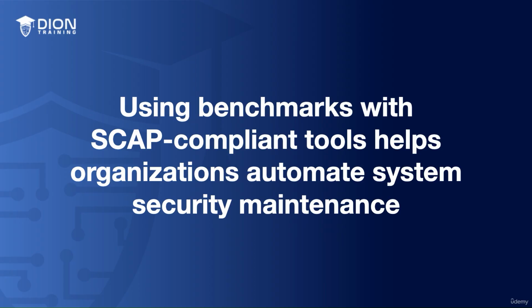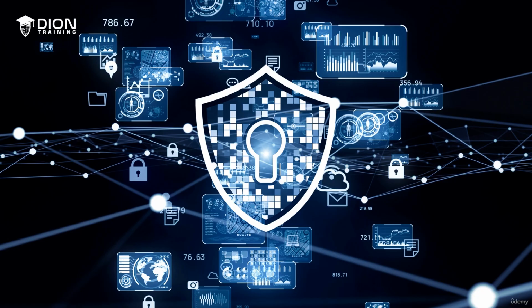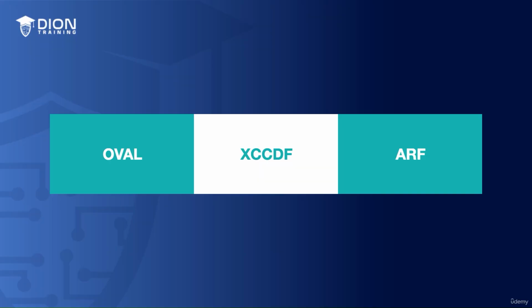These benchmarks, when used with a SCAP-compliant tool, can help organizations automate the process of maintaining system security and ensuring that your systems are configured correctly and that vulnerabilities are being identified and mitigated. So remember, the Security Content Automation Protocol, or SCAP, is a suite of open standards designed to automate vulnerability management, measurement, and policy compliance evaluation. SCAP benchmarks are sets of security configuration rules for specific sets of products, and there are 3 main languages used in SCAP, including OVAL, XCCDF, and ARF. When you're using SCAP for benchmarking, you're usually going to be using the XCCDF, or Extensible Configuration Checklist Description format, with your SCAP-compliant tools to help your organization to automate the process of maintaining your system security.